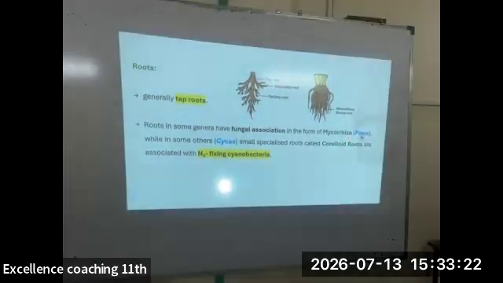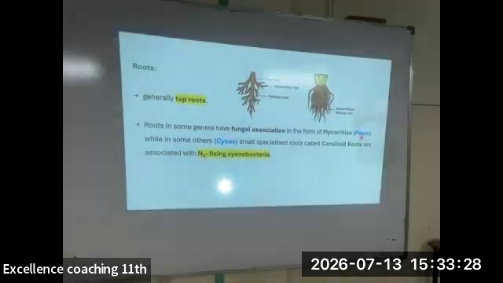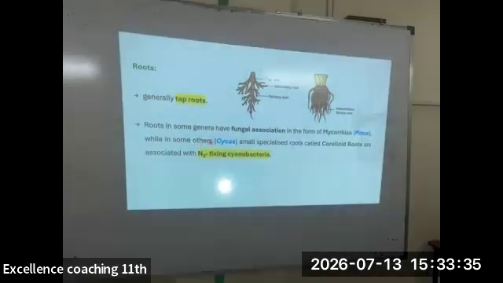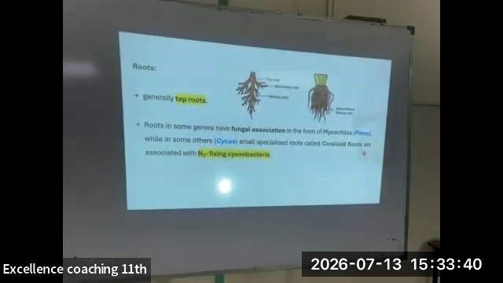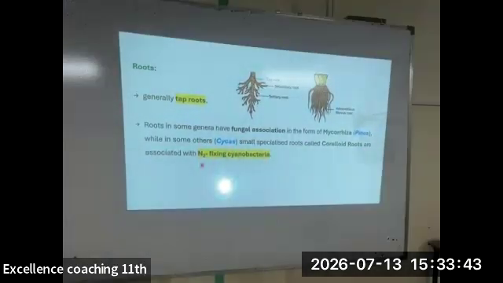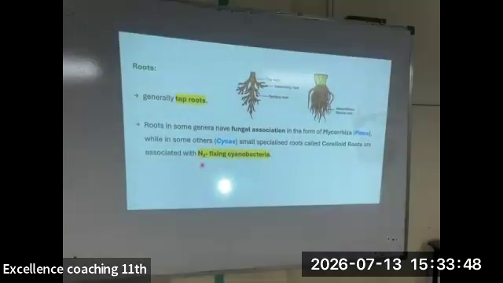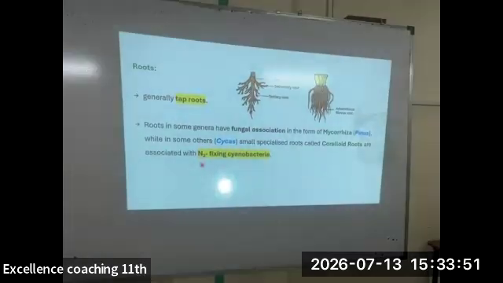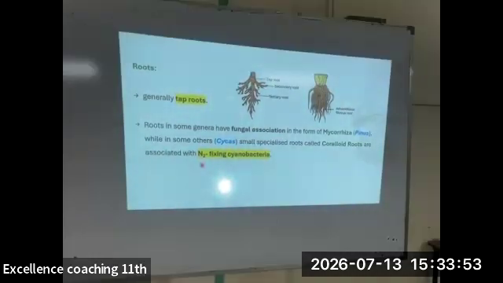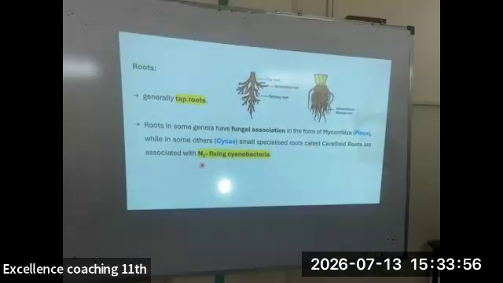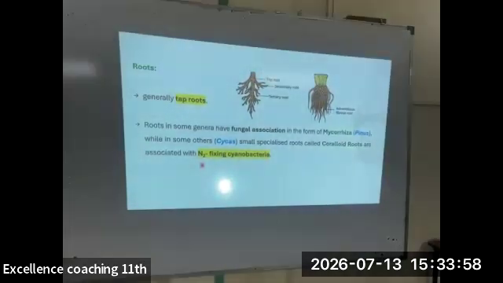An example is Pinus. So which of the following examples of gymnosperms will show the presence of mycorrhiza? The answer is Pinus. Then in Cycas, you can see coralloid roots. What do you mean by coralloid roots? Roots which will fix nitrogen, so they have an association with cyanobacteria. Is this clear? So the fungal association is mycorrhiza, and the cyanobacteria nitrogen fixers are coralloid roots.